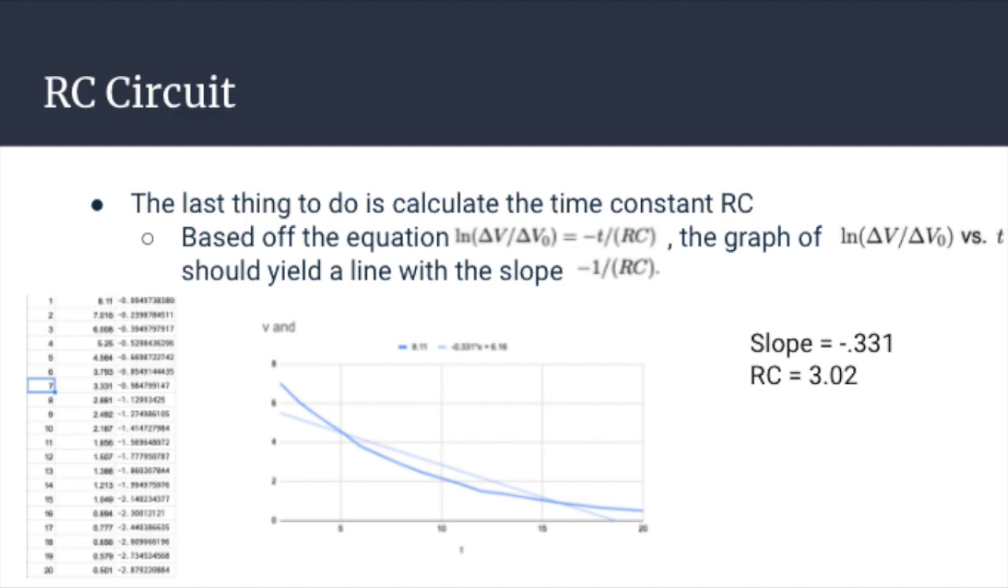For the last part, we need to calculate the time constant RC. This is done using the equation natural log of delta V divided by delta V naught equals negative T divided by RC. When natural log of delta V divided by delta V naught is graphed against T, the slope of the line is equal to negative 1 over RC, so it is easy to isolate RC. For my graph, the RC is equal to 3.02.